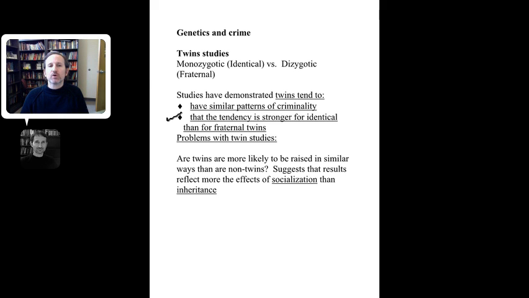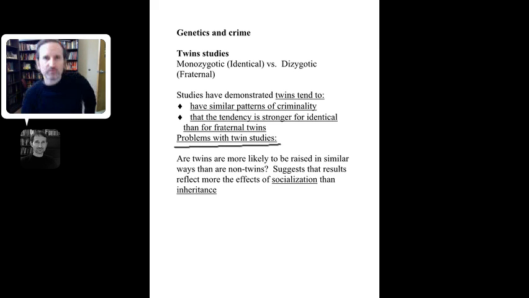The second big important point here is that the criminal tendencies are stronger for identical than for fraternal twins. And again, that supports a genes-crime link. You would expect that the tendency would be stronger for twins that have more shared genetic material than for those who have two separate eggs with two separate sperm and who happen to just share the same womb. Those are fraternal, right?